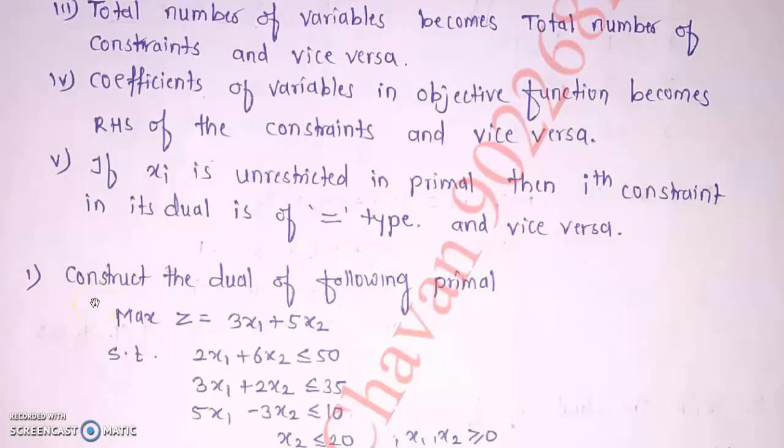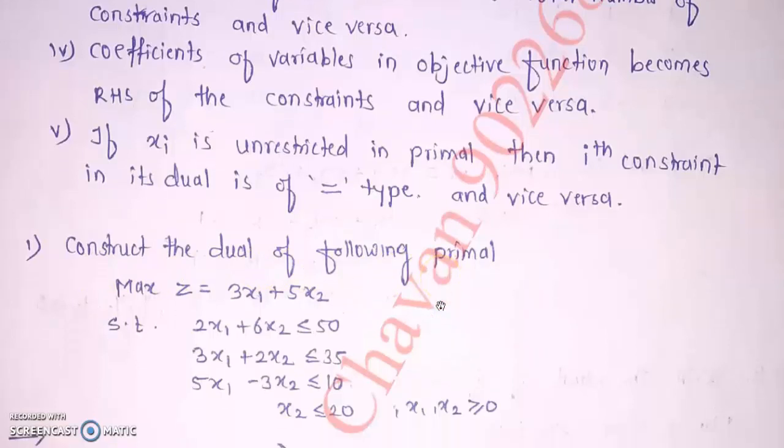The procedure is very simple. Construct the dual of the following primal. Maximize z equal to 3x1 plus 5x2 subject to the conditions 2x1 plus 6x2 less than or equal to 50, 3x1 plus 2x2 less than or equal to 35 and 5x1 minus 3x2 less than or equal to 10 and x2 less than or equal to 20 where x1 and x2 are greater than or equal to 0. Now the first thing to observe is that the example is of maximization and that's why all constraints should be of less than or equal to type. If the RHS of the constraints are negative, first we multiply them by the negative sign to make all the constraints in less than or equal to form.